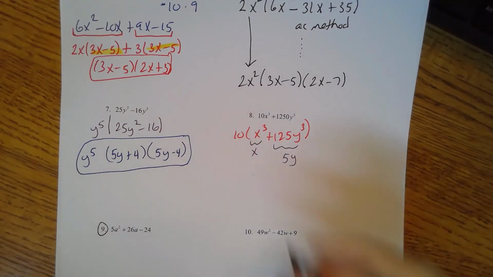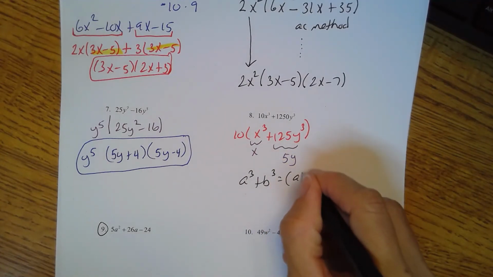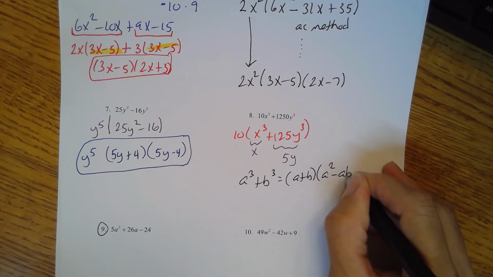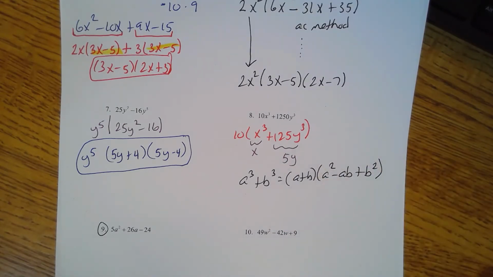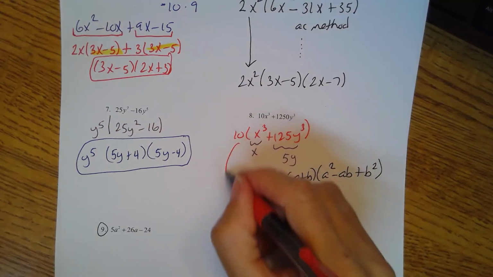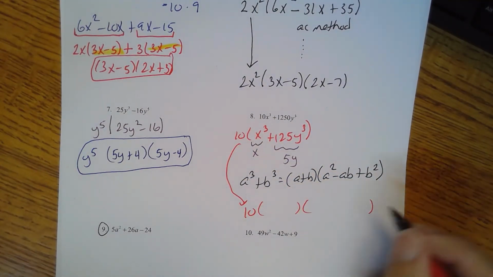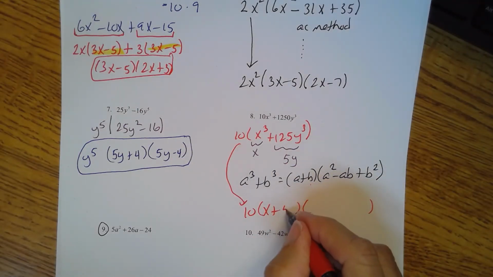So let's write the formula. A cubed plus b cubed, you do have to have this memorized, is a plus b, then a squared minus ab plus b squared. So we're just going to follow the formula, plugging in the a and the b, and the 10 is still going to come down in front. So we have our binomial and then our trinomial. So x is a and b is 5y.